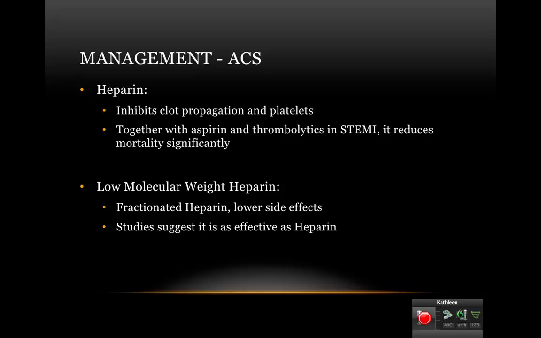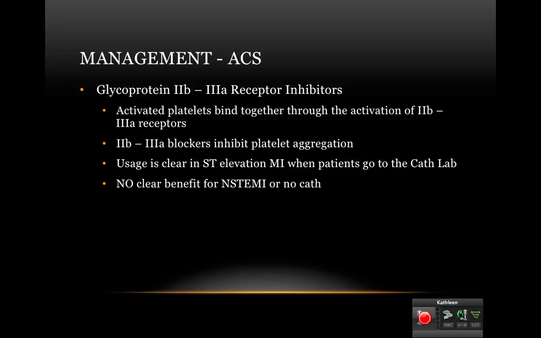Heparin inhibits clot propagation and platelets together with aspirin, thrombolytics, and in STEMI. It reduces mortality significantly. Low molecular weight heparin, fractionated heparin, has lower side effects. Studies suggest it is as effective as heparin. Lovenox.